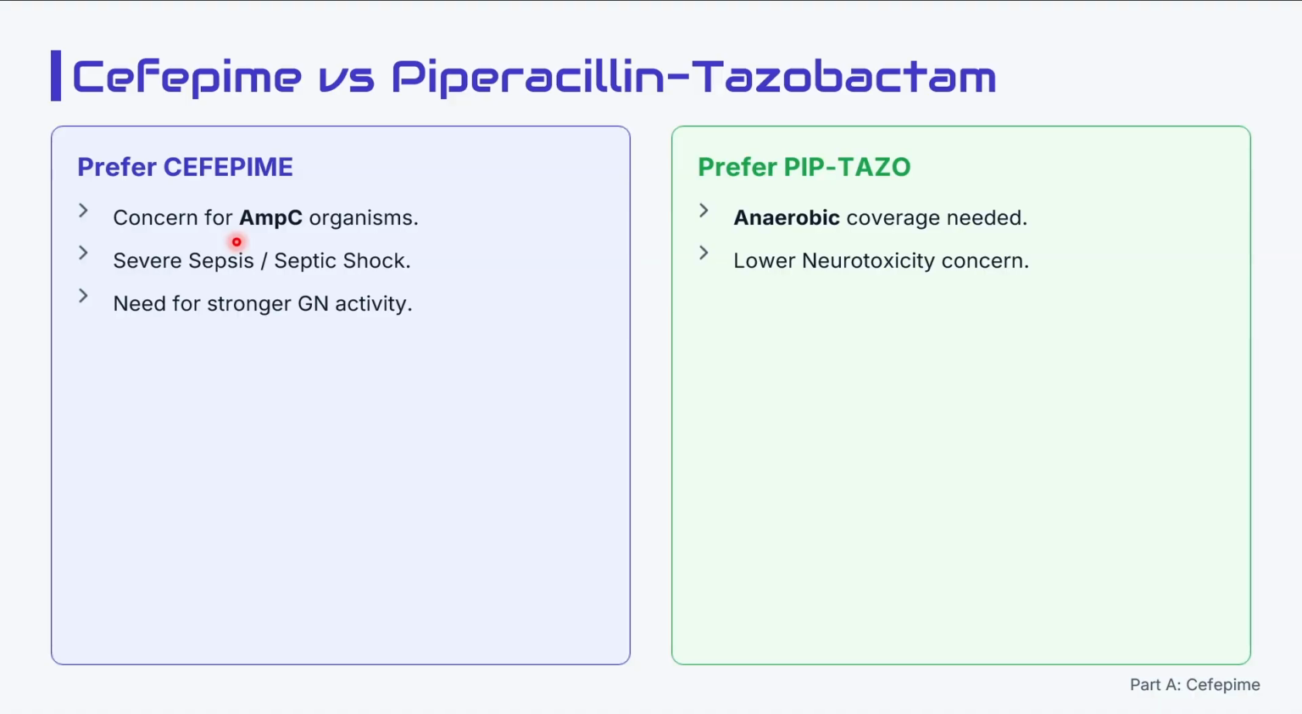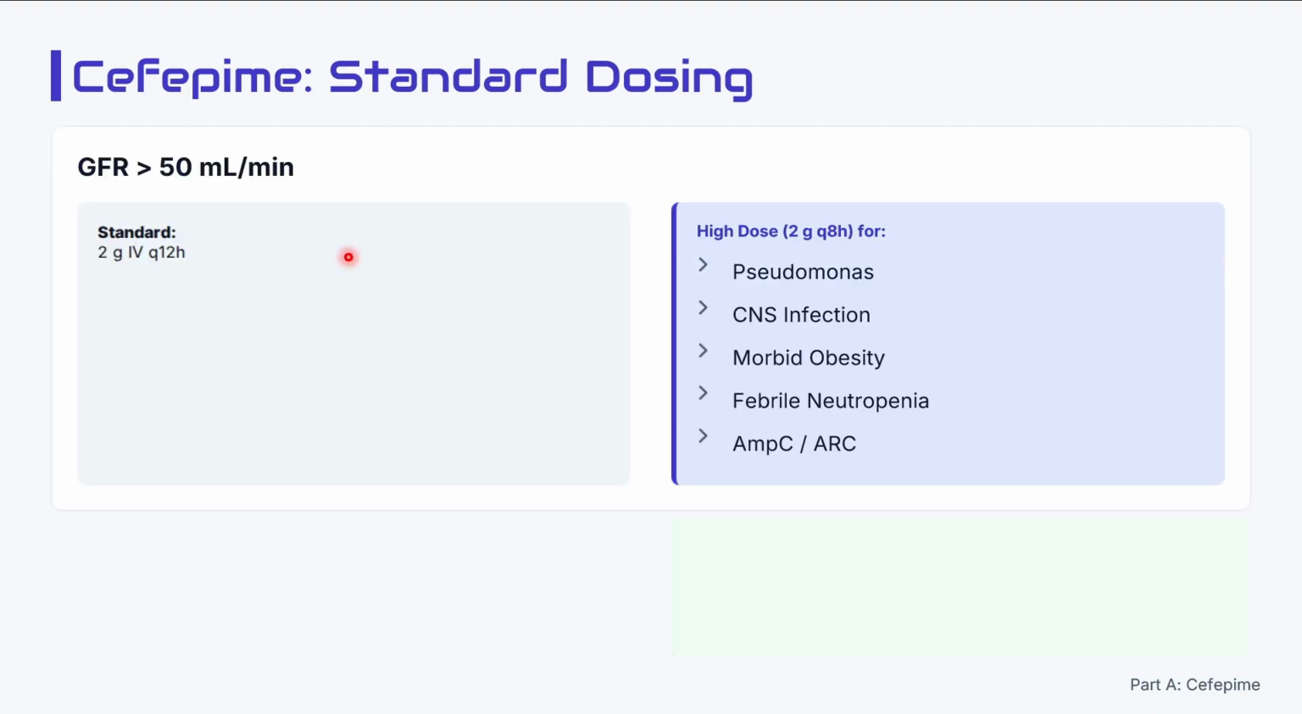And use Cefepime when there is concern for AmpC organisms, in case of severe sepsis or septic shock, and for the need for stronger gram-negative activity. So standard dosing is 2 gram IV Q12 hourly, that is twice a day dosing, for GFR more than 50. High dose can be given, 2 gram IV Q8 hourly, in case of Pseudomonas, CNS infection, morbid obesity, febrile neutropenia, and AmpC organisms with augmented renal clearance.